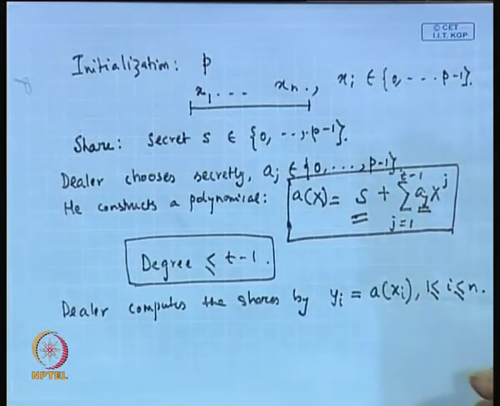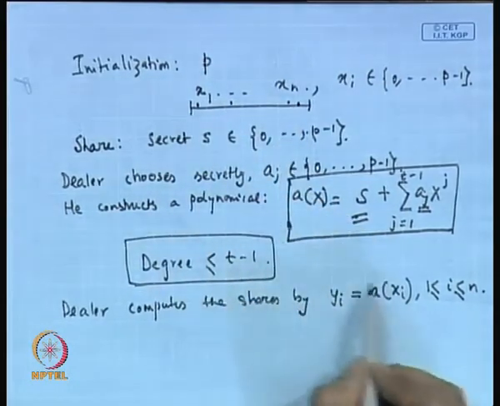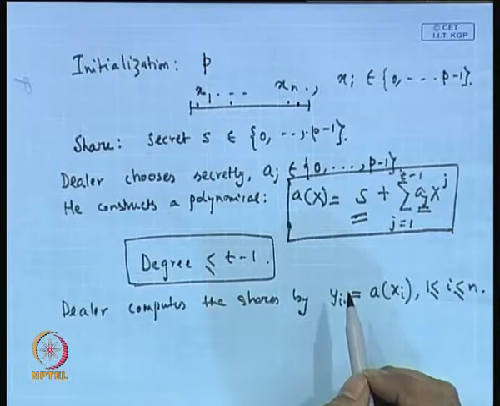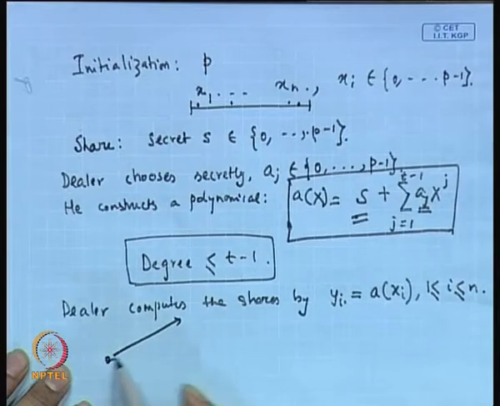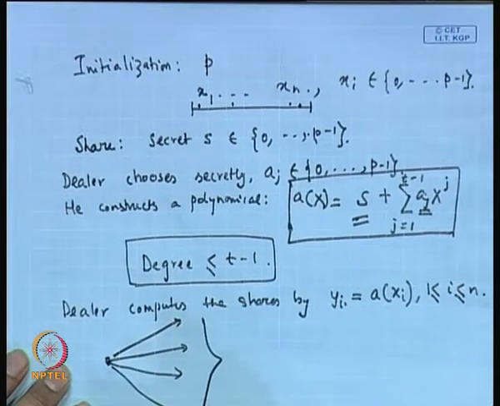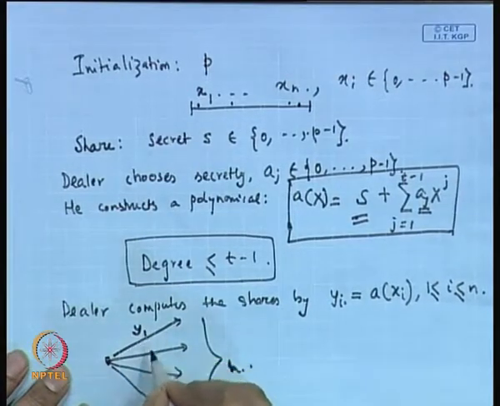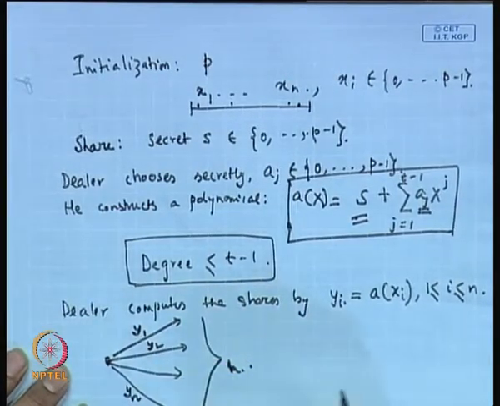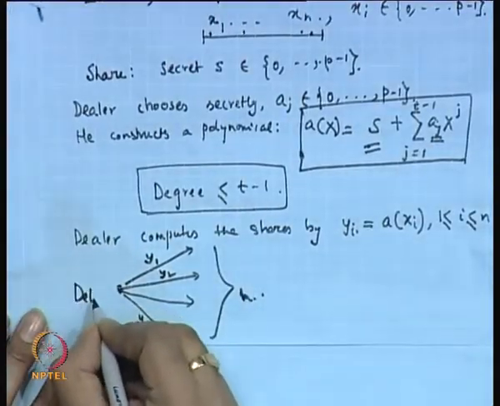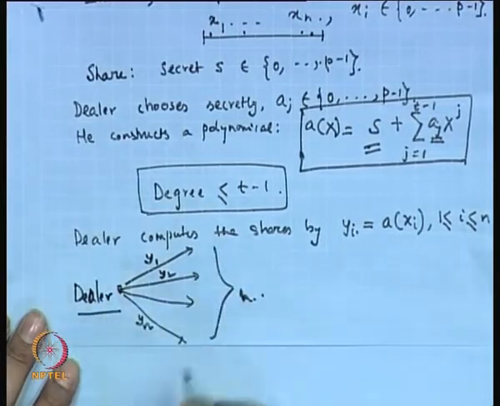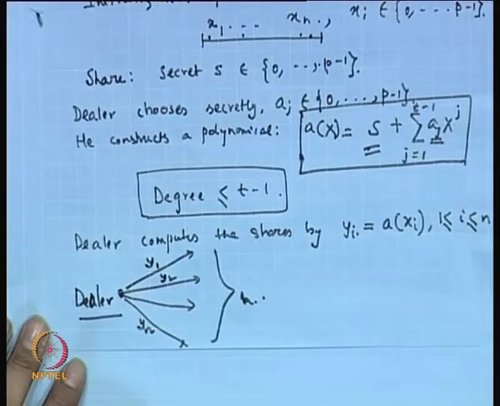So, for all these x1 values, x2 values, and so on till xn values, it creates the corresponding yi values. What the dealer does now is that to the n share members, it communicates y1, y2 and so on till yn. The dealer takes this and communicates it to all the n users, right.